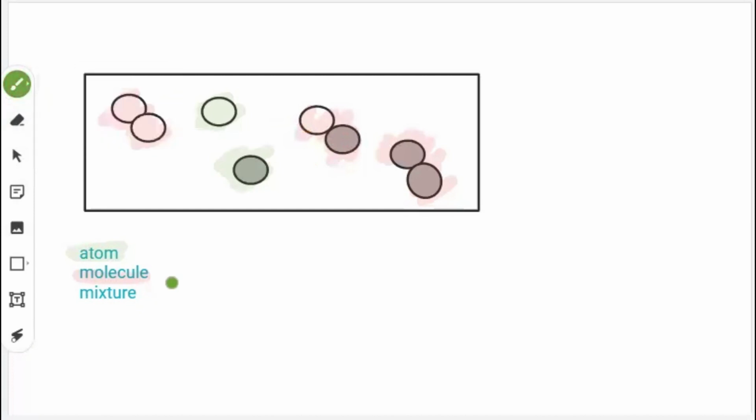Now, what is a mixture? A mixture is when something is physically combined together, but not chemically mixed up. They are not chemically combined, they're just physically mixed up. For example, over here, this entire box would be considered a mixture, because this entire box has multiple atoms, molecules, and everything together. So this over here is a mixture. Got it, everybody?